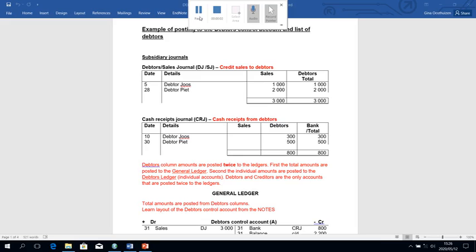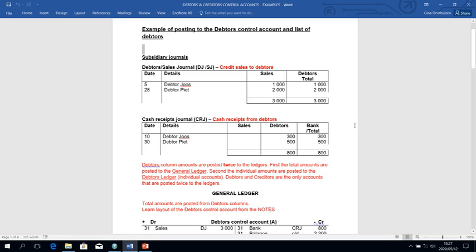Today we're going to look at the debtors and creditors control accounts. We are going to do posting from the subsidiary journals to the control account as well as the individual accounts. Last time we did the debtors journal and the cash receipts journal, which include transactions that have to do with the debtors.